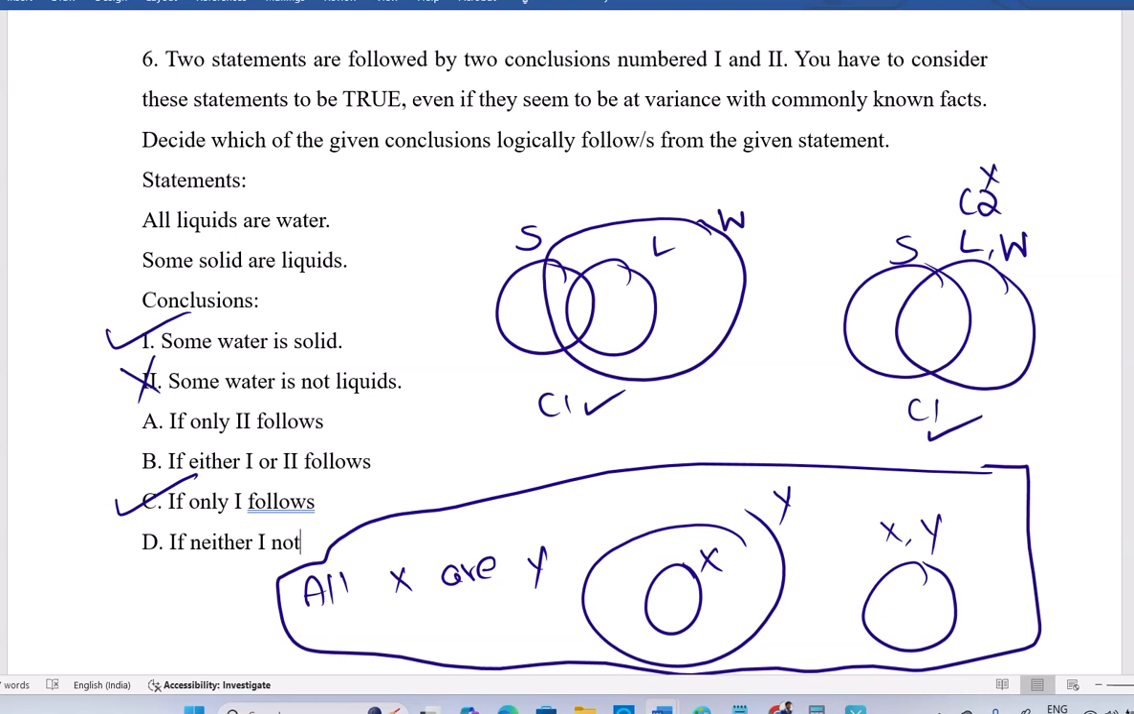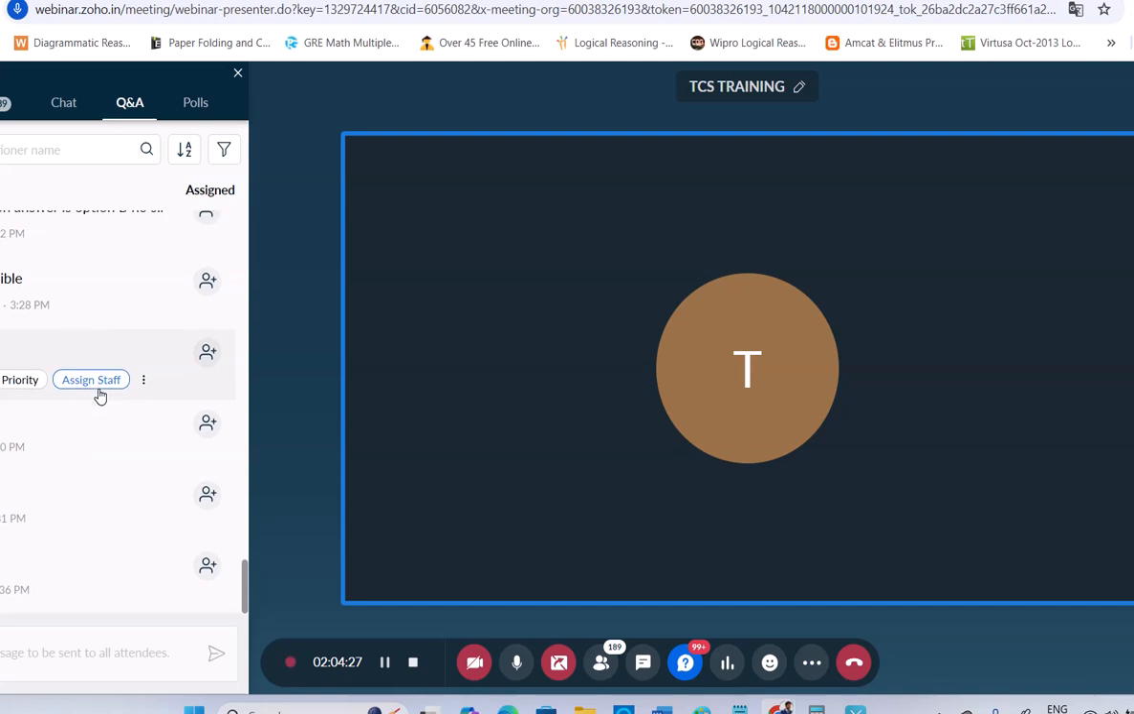D is neither one nor two follows. Okay, option C is the answer for this question. Is that clear?